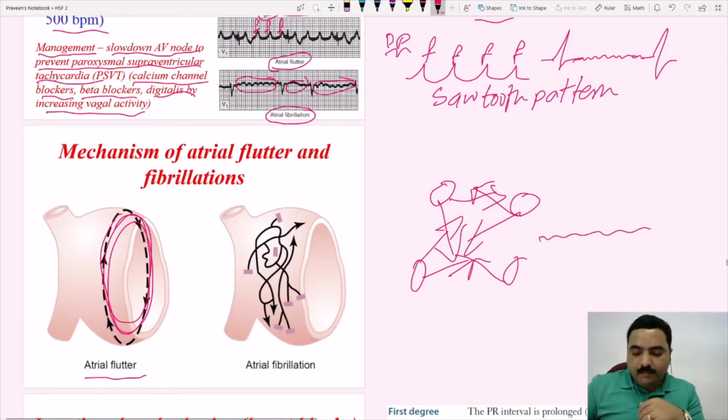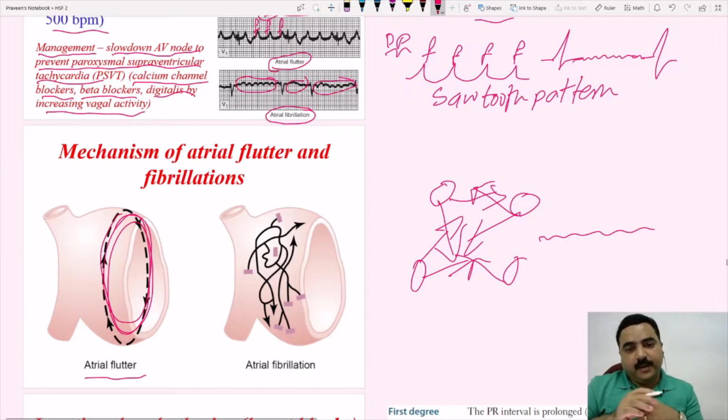You just see a wavy line, a wave pattern, in the ECG. You don't see a flutter wave. So if the re-entry phenomenon is happening from one point, then it is called atrial flutter. The most common reason for atrial flutter is the re-entry phenomenon happening from one spot.